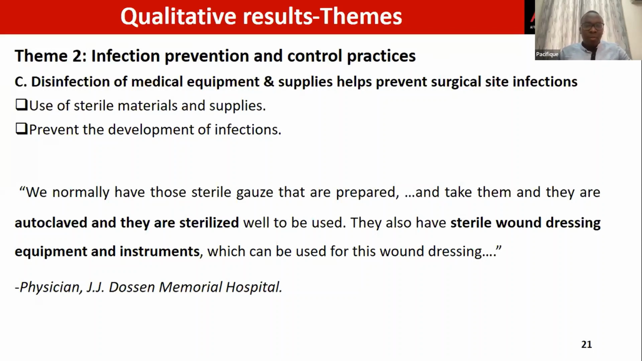And then we think it's really important if we want to prevent the spread of surgical site infections, we need to invest in availability of materials and medical materials, equipment and supplies, but also make sure there are systems for sterilization so that there is no spread of surgical site infections. Next.